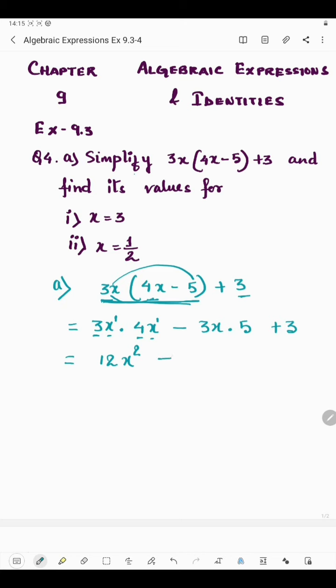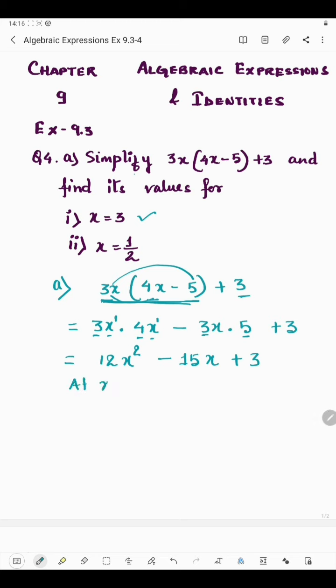Now the minus sign. Now we'll multiply the numbers once again. So 3 multiplied by 5 is 15. And x is given one time, so we'll write x, plus 3. After this, simplification is over. It cannot be further simplified as these three are unlike terms. Now we will just put the value in place of x.